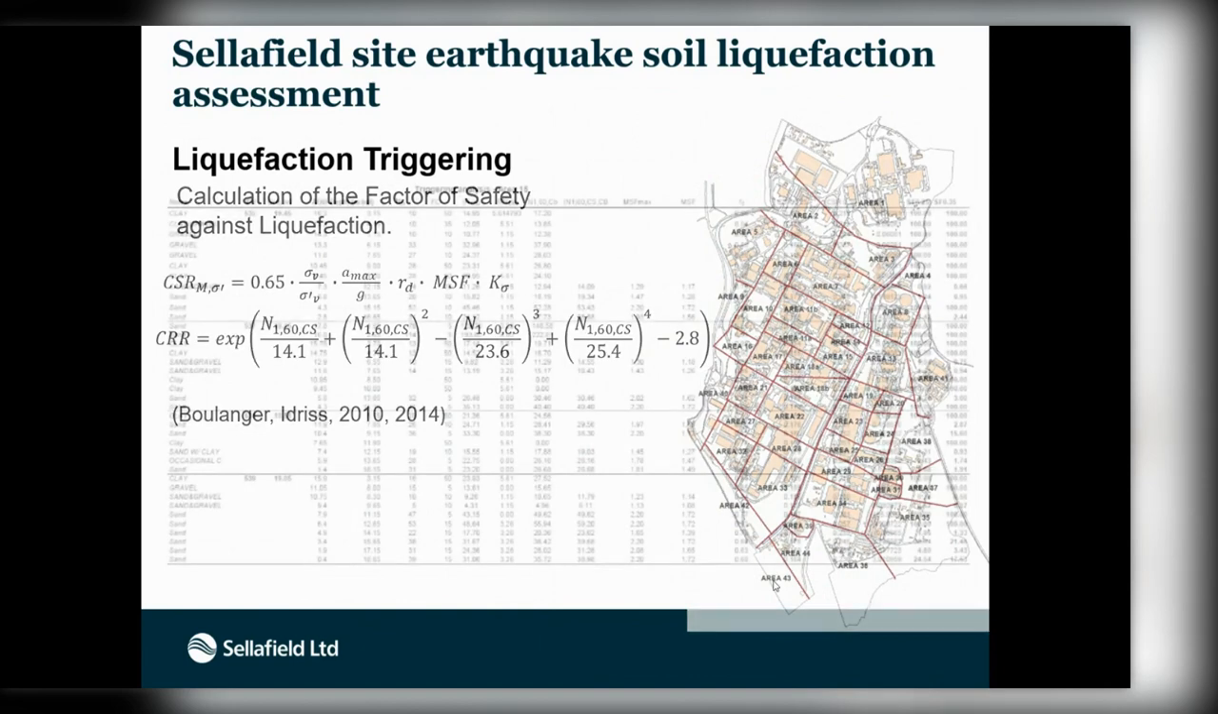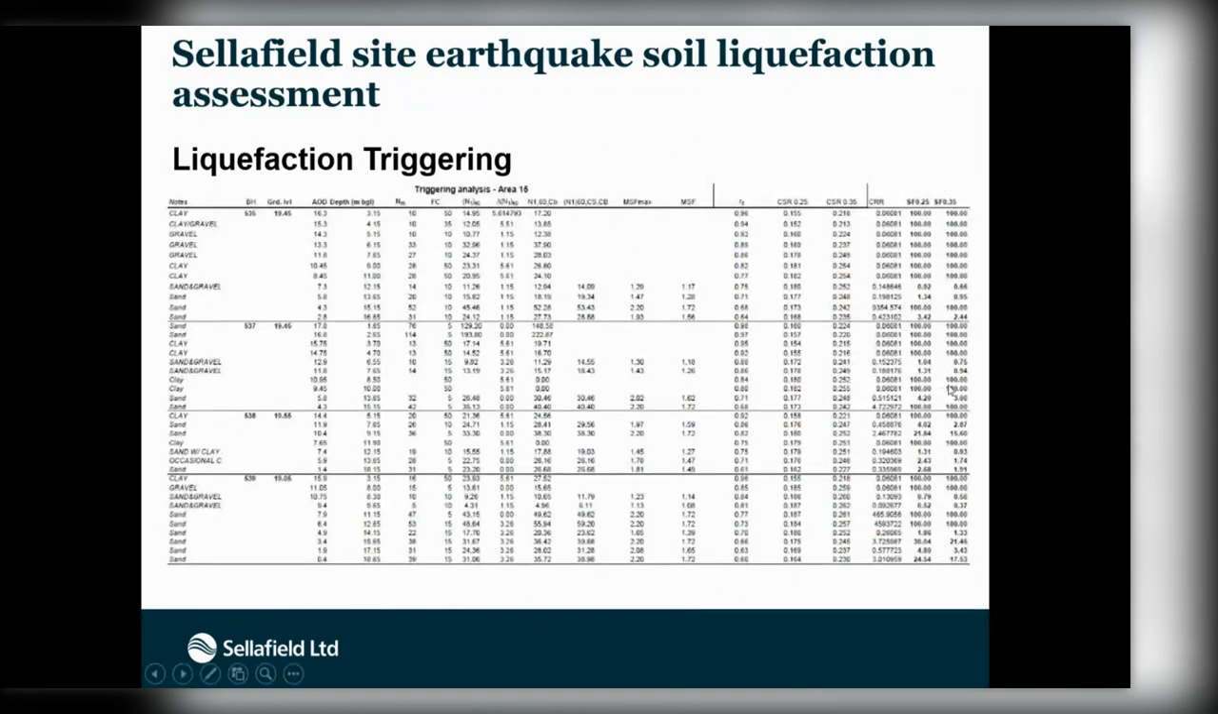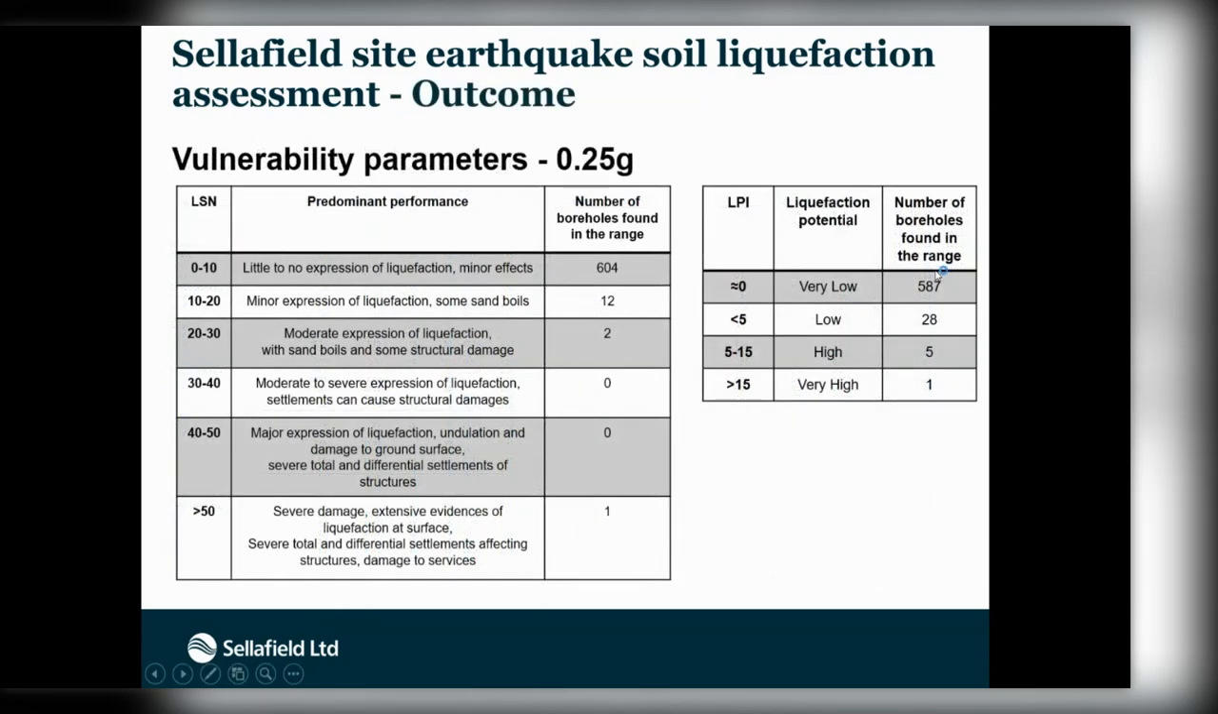This is an example of the spreadsheet that we have used. As you can see, the last two columns are the factor of safety against liquefaction for 0.25 g and 0.35 g. Where the factor of safety is 100, it means that that layer is not susceptible to liquefaction. Whatever is lower than one, that layer is definitely liquefiable. So this was the triggering analysis. And then we worked out the vulnerability parameters.